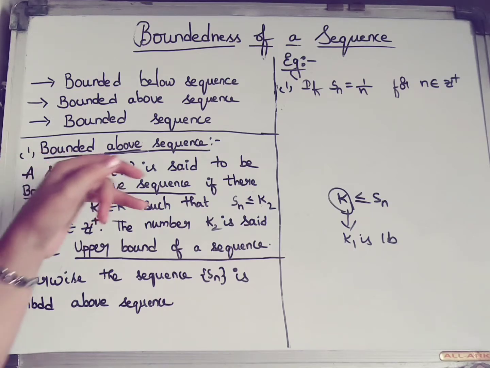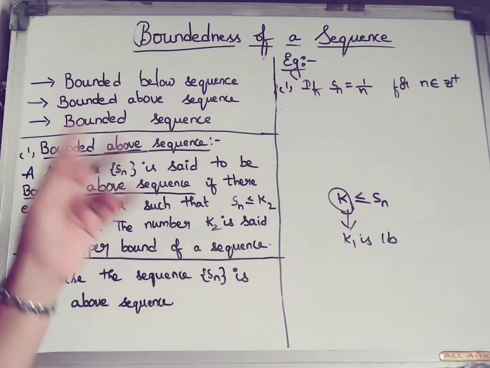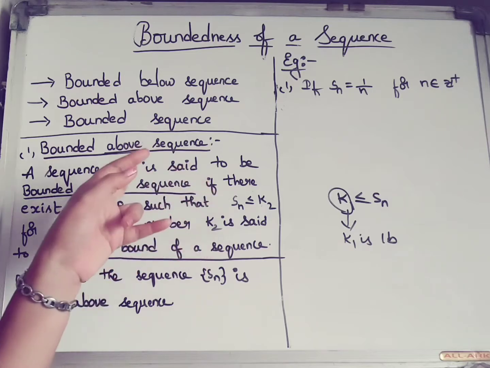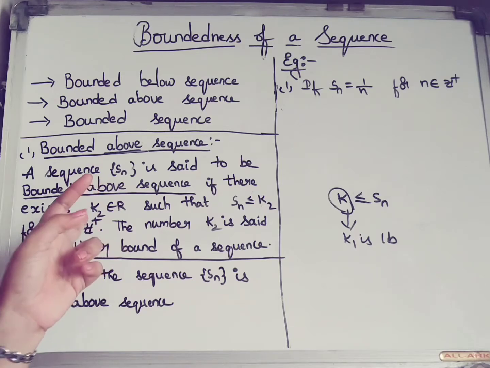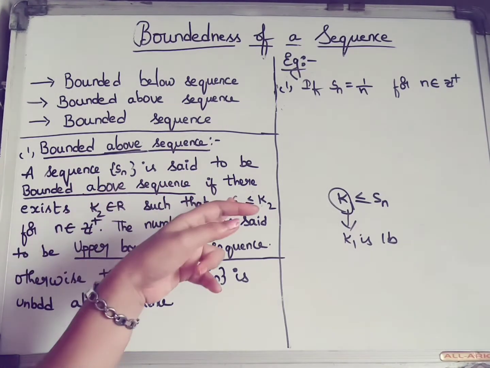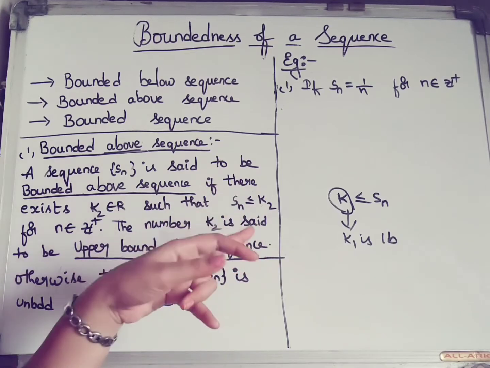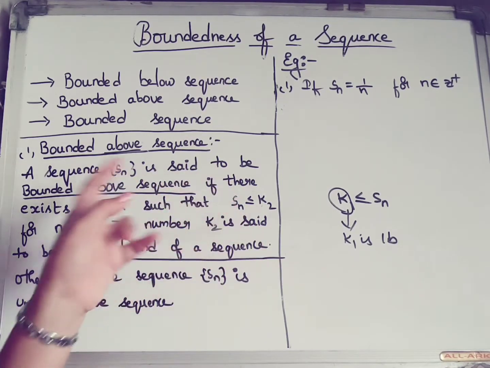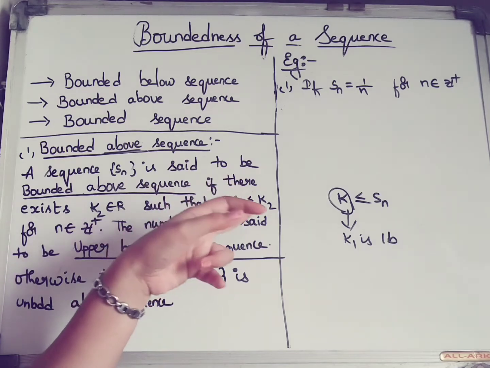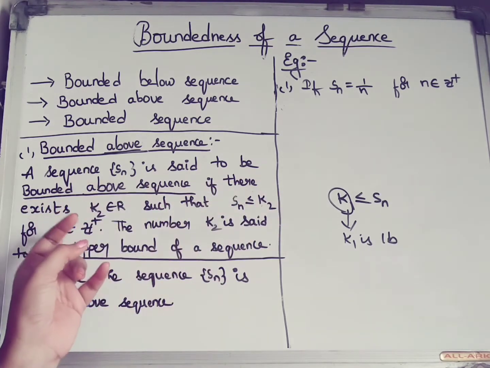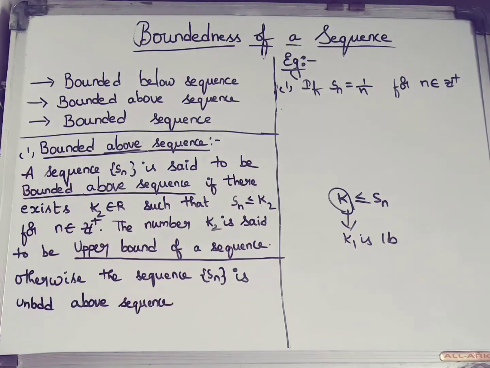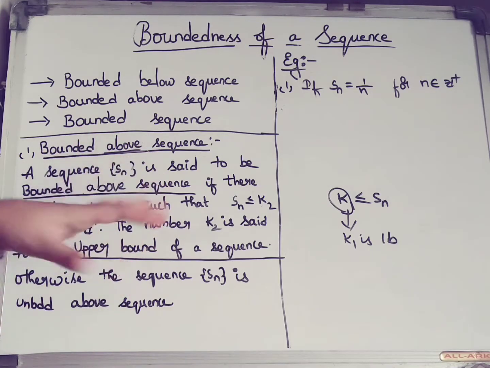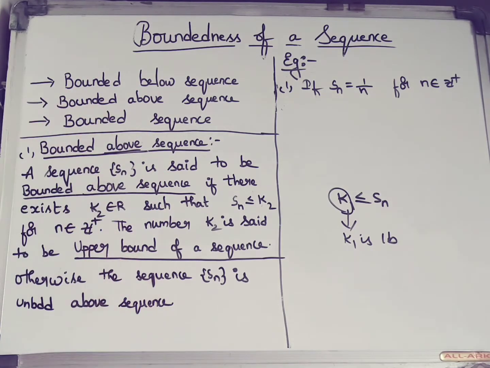Okay, see here, a sequence is said to be a bounded above sequence when it satisfies this type of condition: there exists a real number K2 such that K2 is greater than or equal to each and every term in this sequence. That is nothing but Sn less than or equal to K2 for n belongs to Z plus. Then the number is said to be an upper bound of the sequence. If it satisfies this, the sequence is bounded above. If it does not satisfy, the sequence is an unbounded above sequence. Okay.